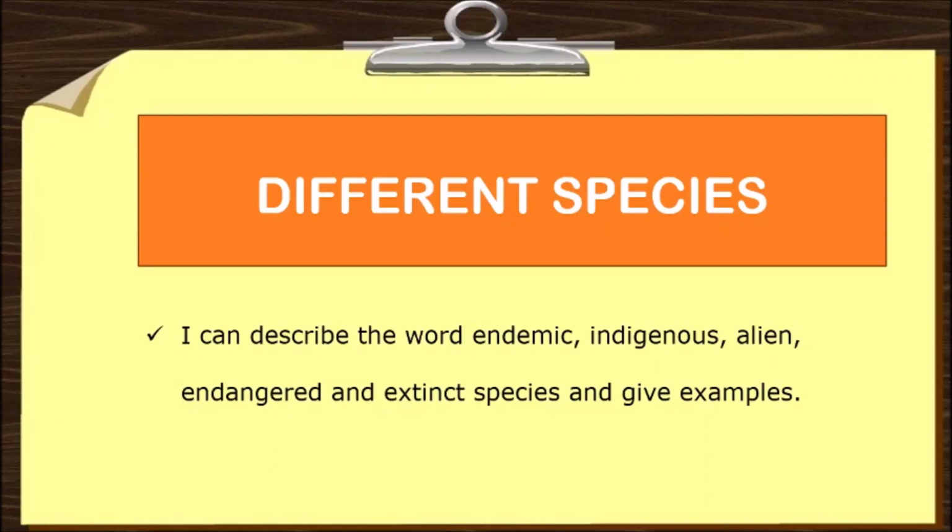Hello, everybody. We're going to talk about different species. The aim of this lesson is to be able to describe the words endemic, indigenous, alien, endangered, and extinct species and give examples. So, let's start.